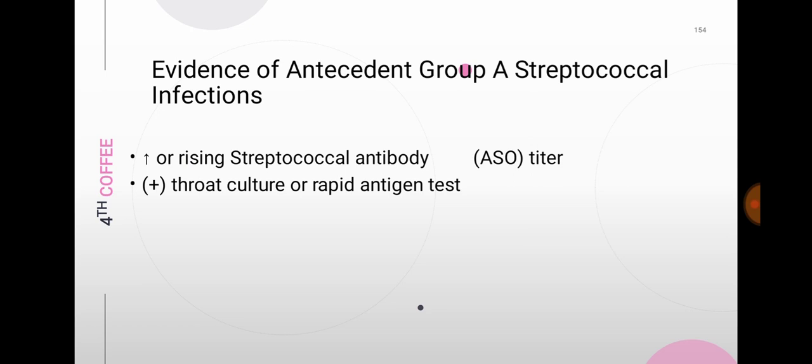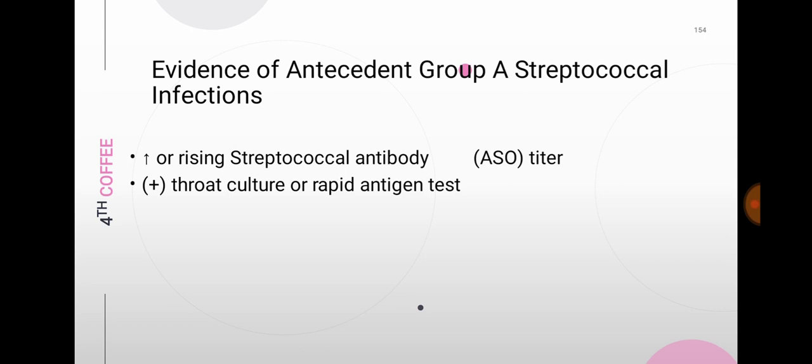Okay, so how do we evaluate for GAS? You do ASO. A high ASO titer, your anti-streptolysin antibody, would give you a reading that it's a GAS infection, or a positive throat culture, but it's easier to do ASO. Your ASO would be high during the peak of your signs and symptoms. So if you're very symptomatic, get an ASO. That's most likely when it will be positive.